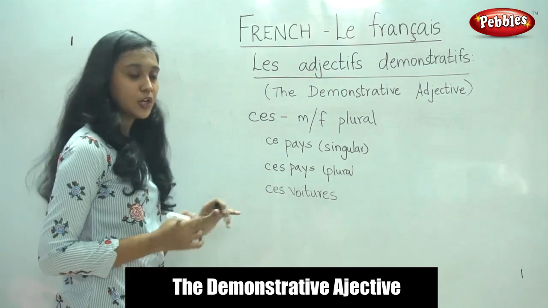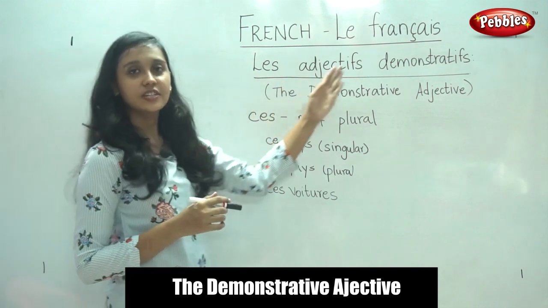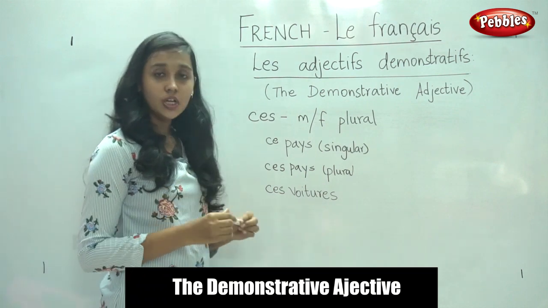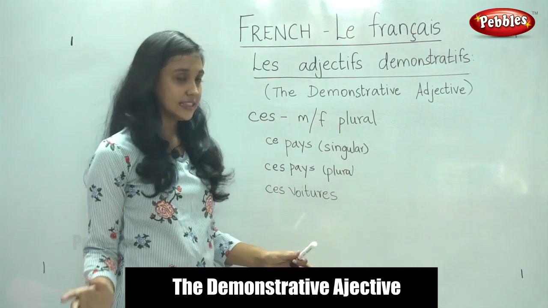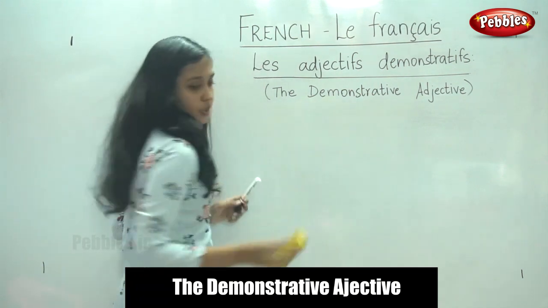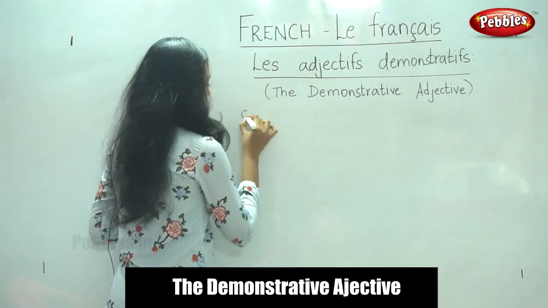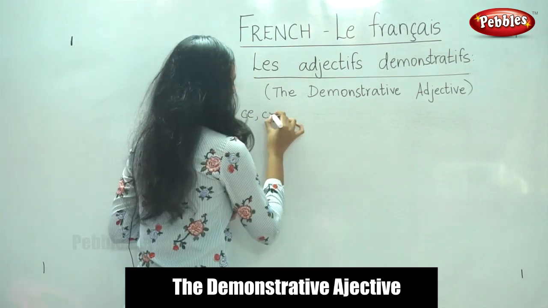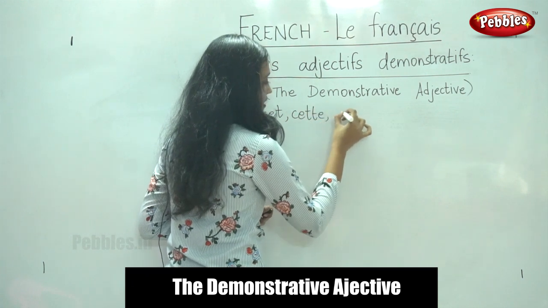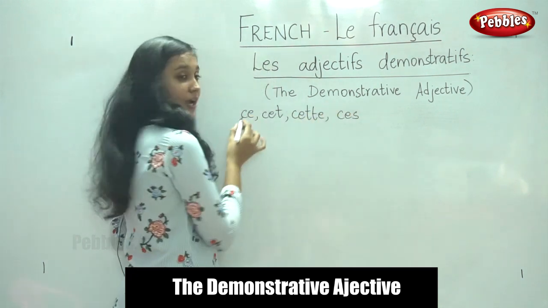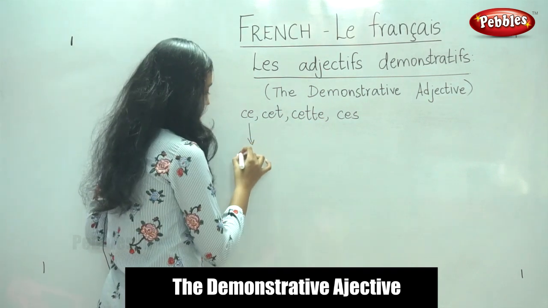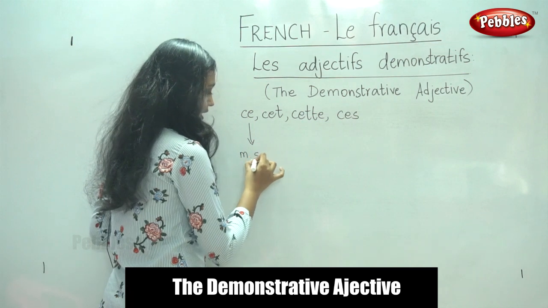So, very simple concept. This is les adjectifs démonstratifs, the demonstrative adjective. It is used to show a person, a place or a thing. Now, what were the four words we learnt here? It was ce, cet, cette, and ces. Now, where did we use ce? We used it before a noun that was masculine singular.